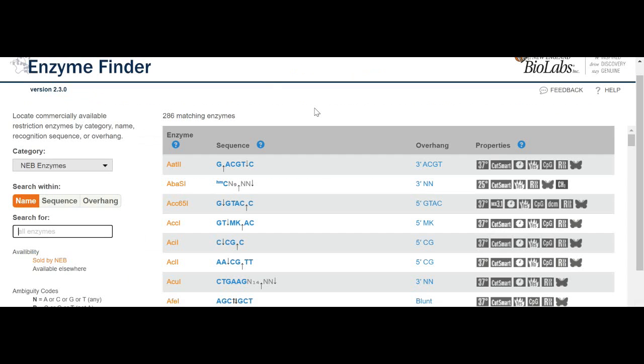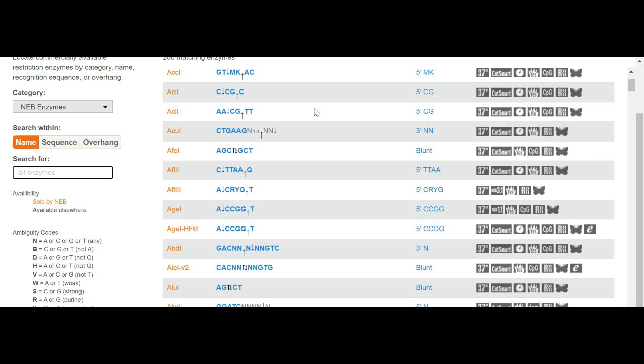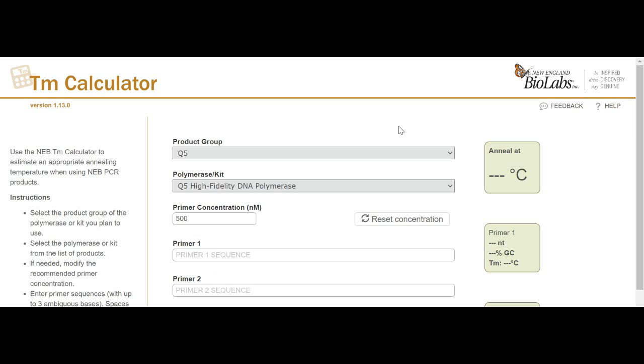And again, Enzyme Finder, another tool from NEB, will basically show you all the different enzymes that you can use for cloning and the specific sequences that you'll need to get that system to work. And lastly, you have the Tm Calculator. So this will allow you to basically design primers with a specific Tm. So when you're doing PCR, you can design the primers so that they're somewhere between 60 and 65 C, for example.